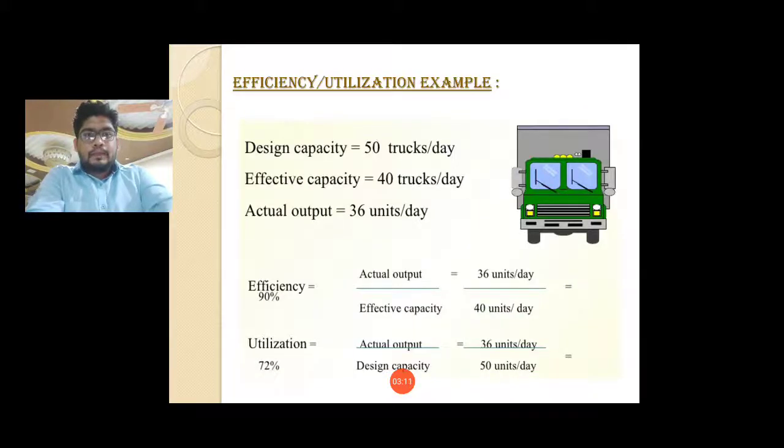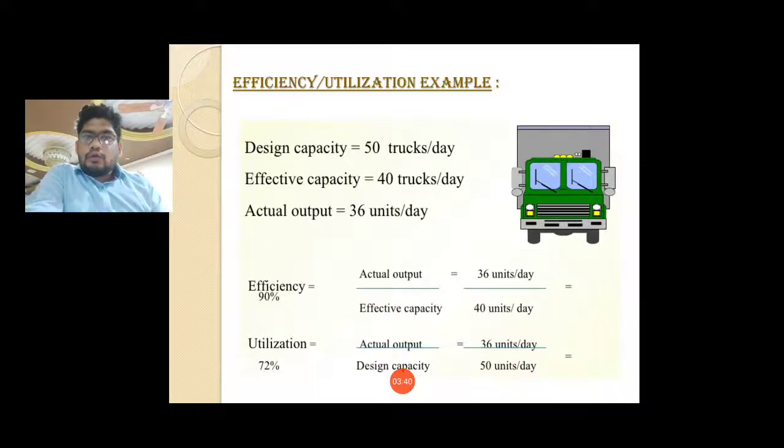Fine. Now we will take an example. See, if I am planning to have a capacity of 50 trucks, I should have that much space. First thing, I must have that much capital to buy 50 trucks. Now, what is the effective capacity? As I said earlier, it is always less than design capacity. Effective capacity will be 40 trucks per day.